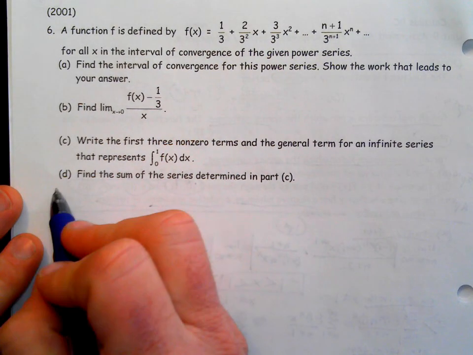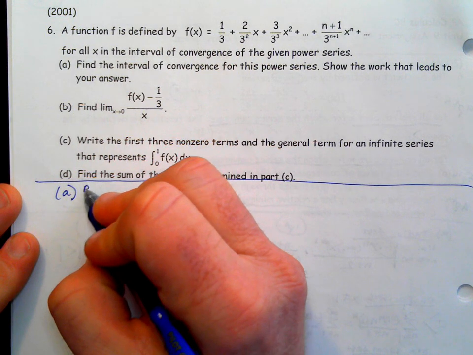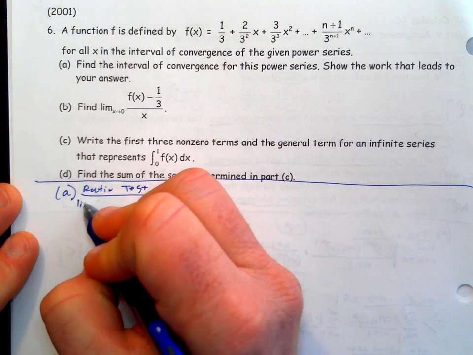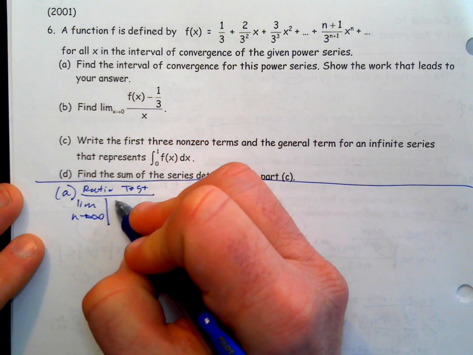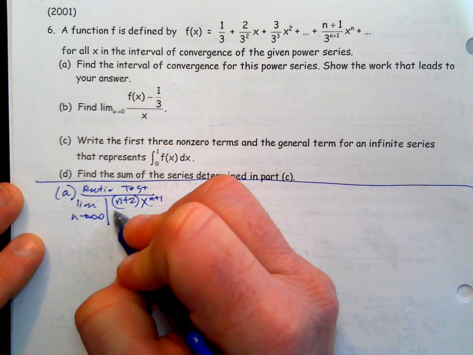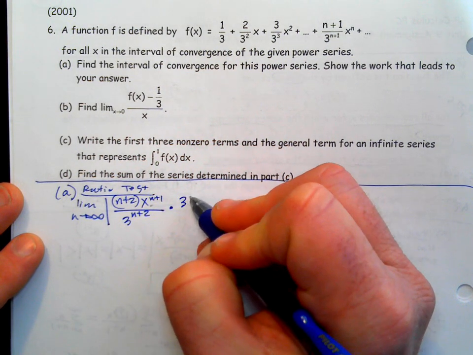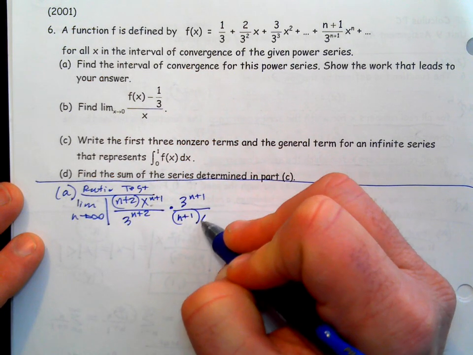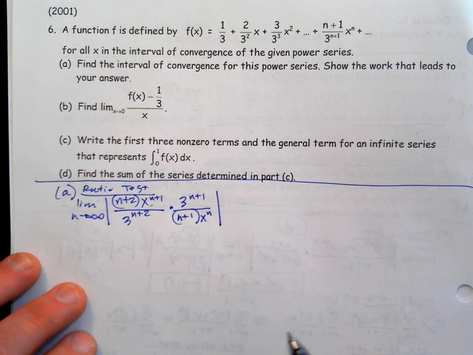Okay, so again, something that we should be getting good at. Ratio test. I'm going to go a little quicker now. Limit as n goes to infinity, absolute value of (n plus 2) x to the n plus 1 over 3n plus 2 divided by the nth term, 3 to the n plus 1 over n plus 1 x to the n, and probably a point for the setup.